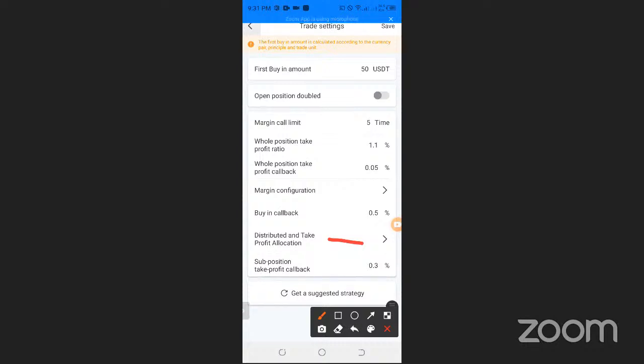You click on this arrow here, margin configuration. This is where you click. Let me cancel the first one so that you will not be confused. You click on margin configuration. What do you do when you click on margin configuration?